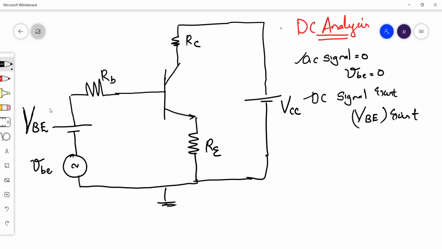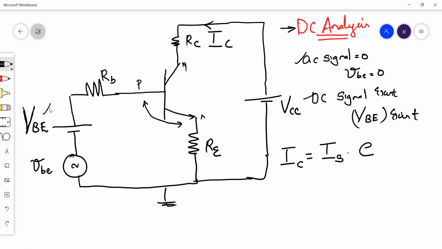So I am considering only DC analysis. Here I take the current on the collector side, which is represented by capital IC. I can write this IC using the diode current equation: capital IC equals IS into e raised to the voltage applied between base and emitter. This is an NPN transistor. Considering only the input side, there is only P and N, so it behaves like a diode. That is why I use the diode current equation here.